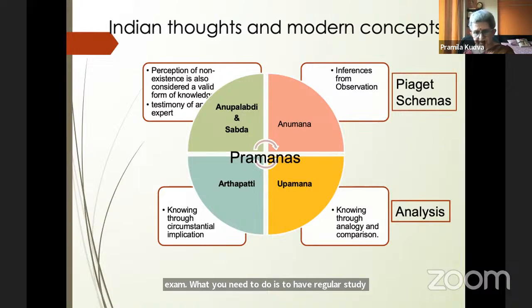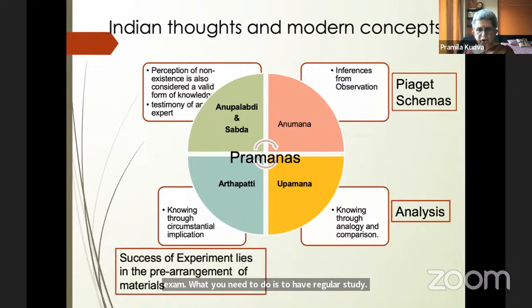It's not rocket science. Now, in the modern context, one more example here: success of the experiment lies in the pre-arrangement of material. For that matter, even if you have to try out a new recipe, you keep all the ingredients ready. You keep it there, and then you start trying out the new recipe, which is also a kind of experiment.